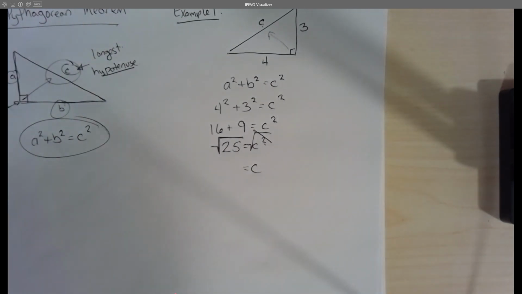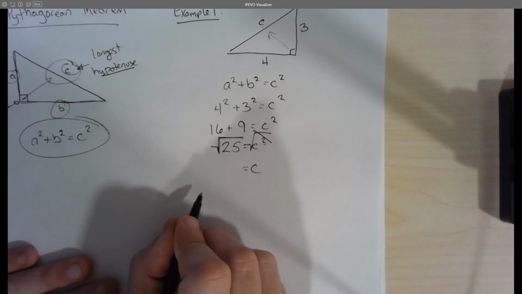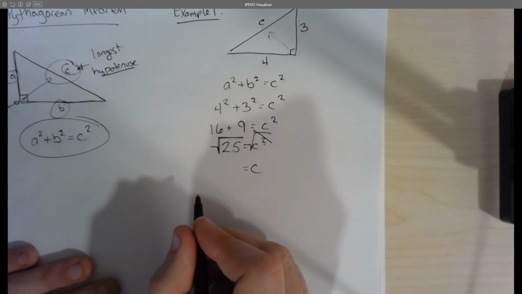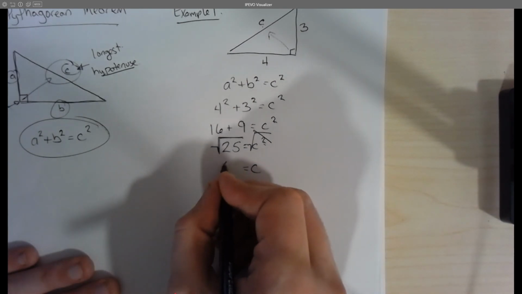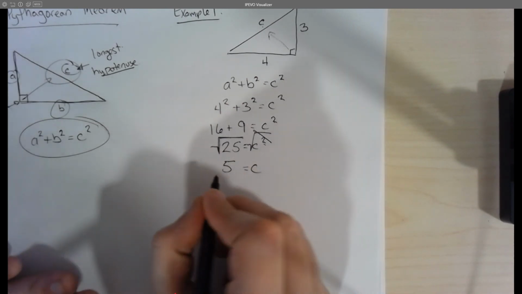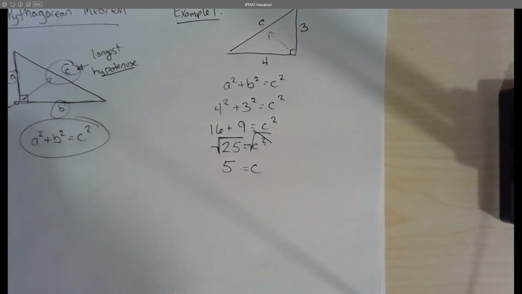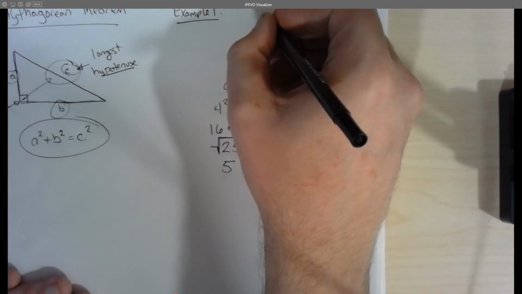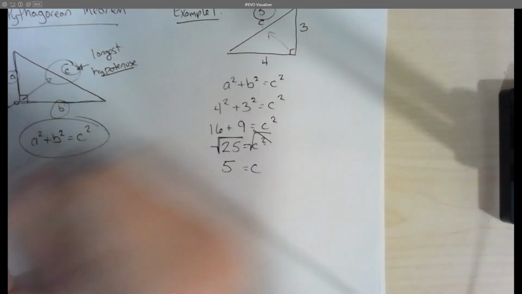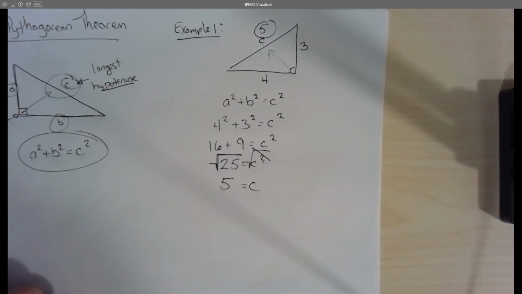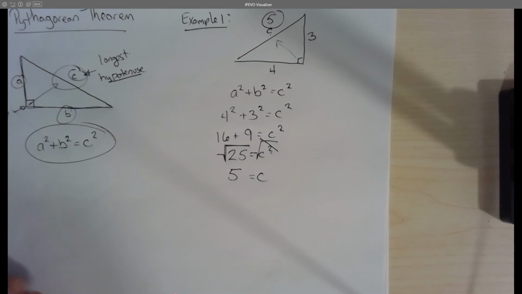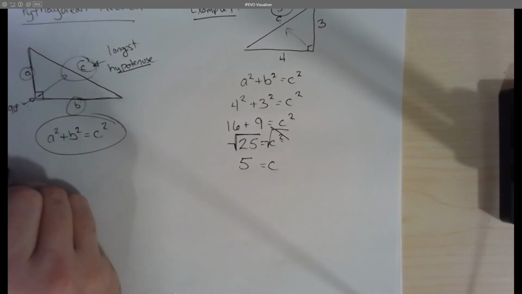The square root of 25 is basically asking what number times itself equals 25. If you plug that into your calculator, you'll see that 5 is the square root of 25. Or to think of it backwards, 5 squared is 25. So this missing side length C, using the Pythagorean theorem, would now equal 5. Let's do example 2.